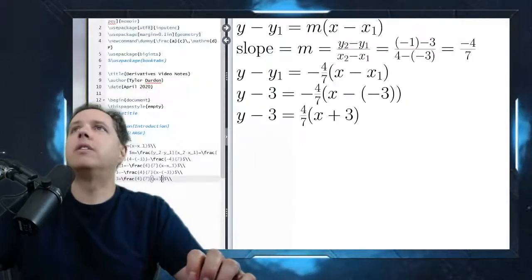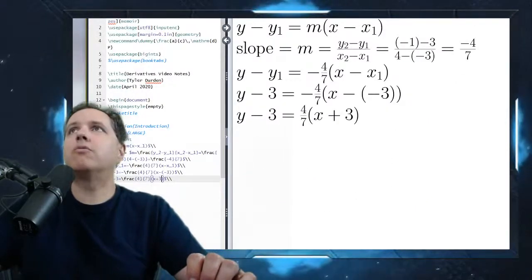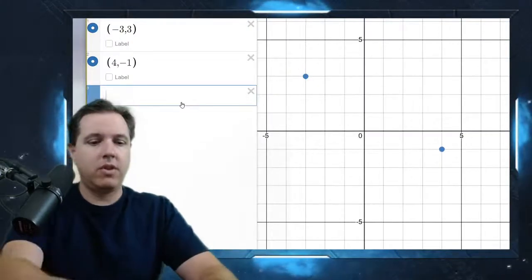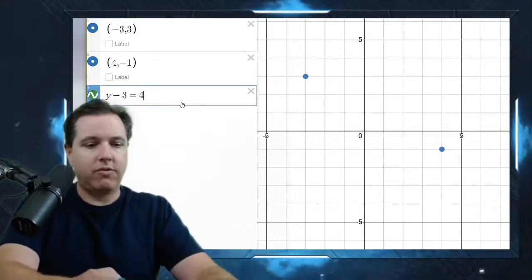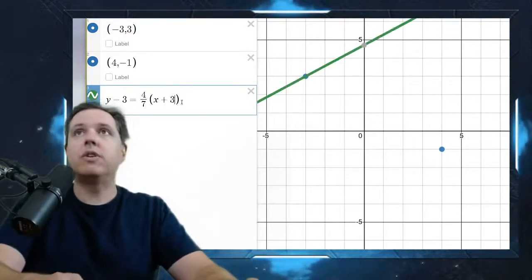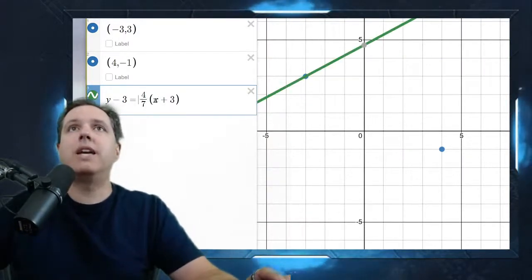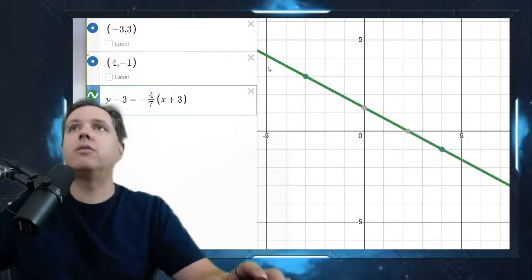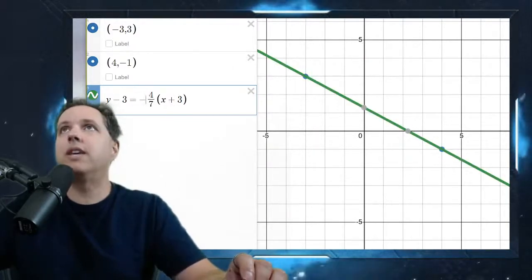Shouldn't that be right? Okay, let's double check this. Y minus 3 equals 4/7 x plus 3. Yep. Oh, because it's negative. Did I not put the negative in a minute ago? Oh, that's what it was, I think.